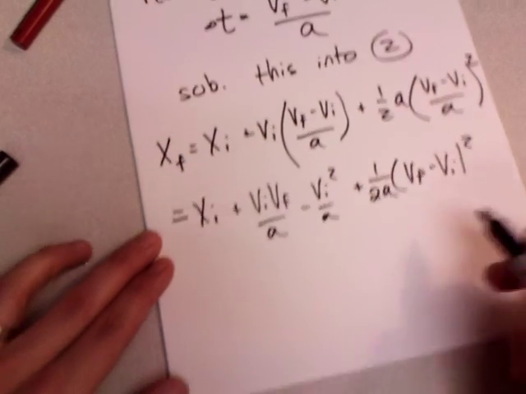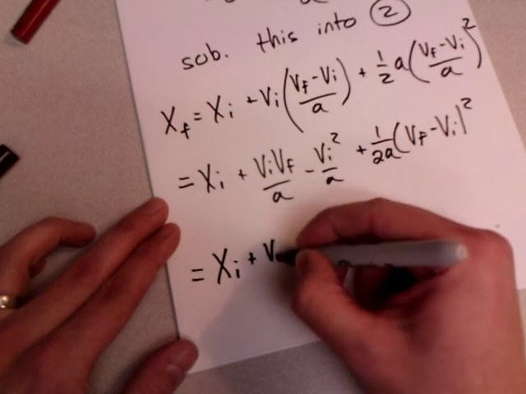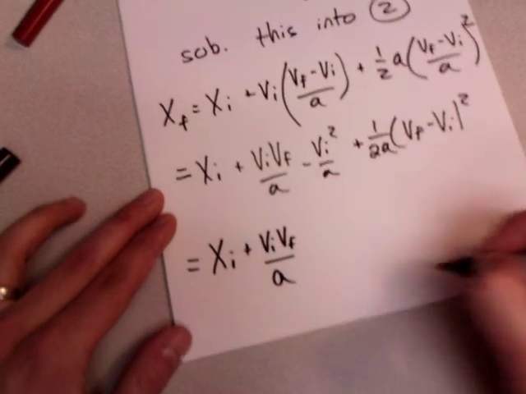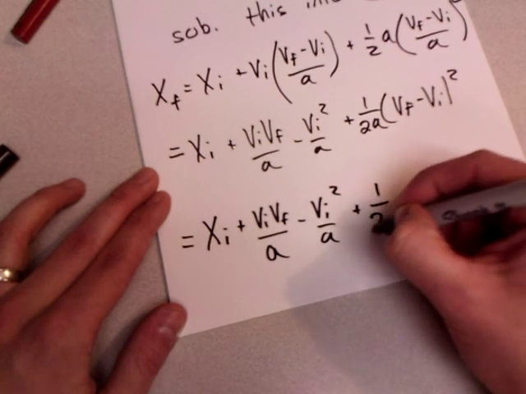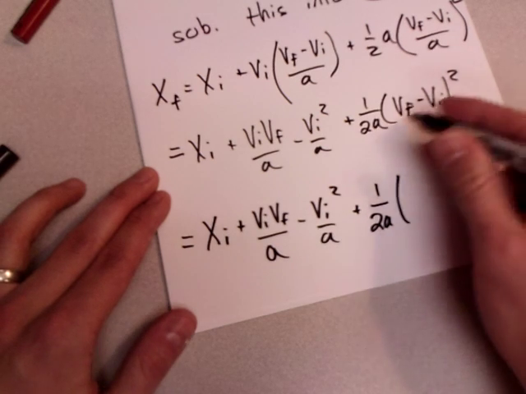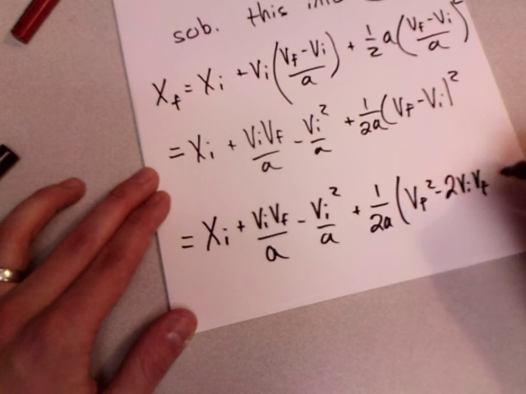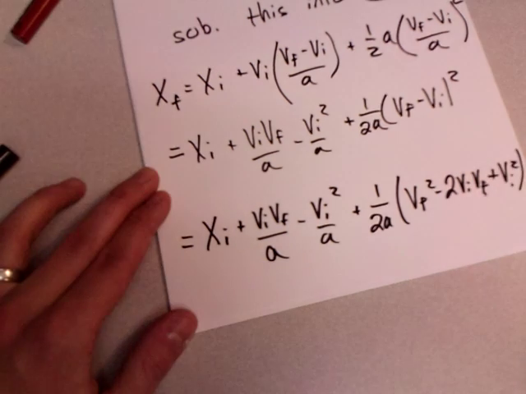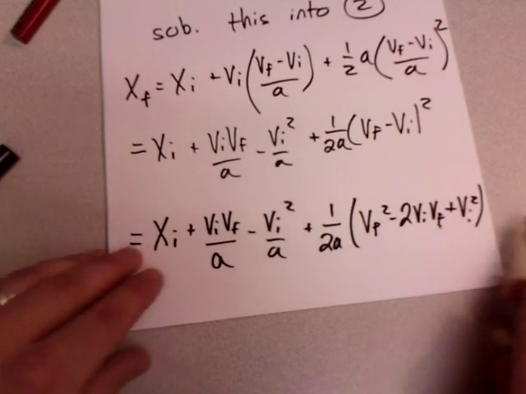Now we're going to have to FOIL that out. Make your algebra teacher from middle school proud. XI. I'm just recopying the first few terms, VI VF over A, VI squared over A, to make sure I have them nice and neat. Then I have 1 over 2A. When I multiply these two terms together, I'm going to get VF squared minus 2 VI VF plus VI squared. How's that look? Make sure we can see that. Now I'm going to have to distribute this 2A into all those terms. I'm actually going to go landscape for this one to make sure I have enough room.